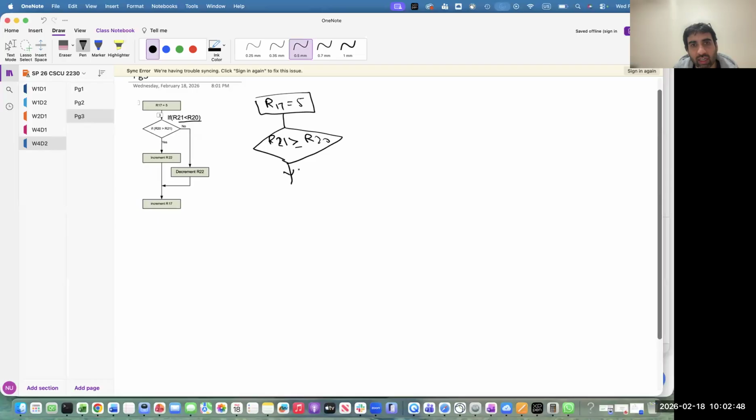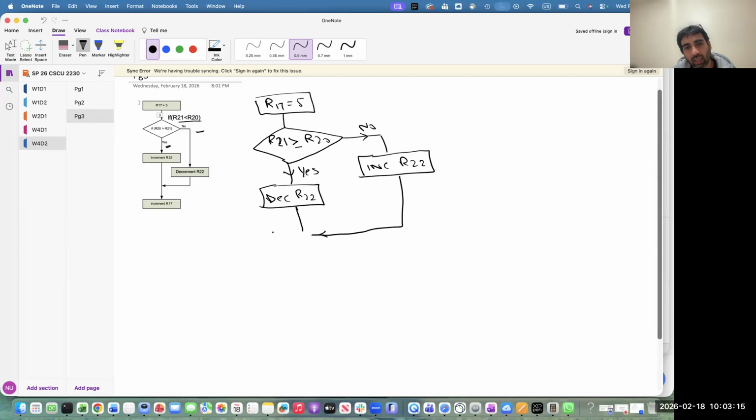Okay, and if it is greater, then this is the yes path, which is basically the no path in the original one. So I'm saying decrement R22, and in the no path, which is the yes path in the original figure, I'm saying increment R22, right? And then here I am saying increment R17, right?